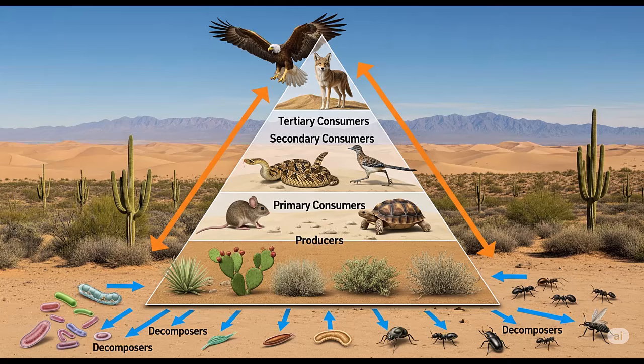But it's fundamental. Here's the crucial concept. When energy is transferred from one trophic level to the next, only about 10% of the energy actually becomes incorporated into the biomass of the next level. Only 10%. Where does the other 90% go?